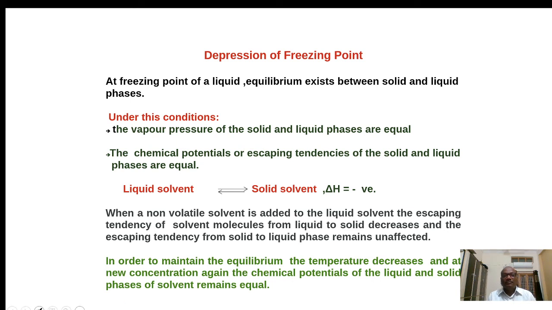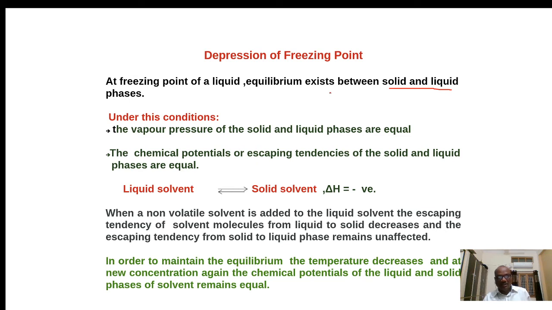Okay, so how will the system be present at freezing point, that we have to say. At the freezing point of the liquid, what happens? Equilibrium exists between the solid and liquid phases. Suppose water is there. What is the freezing point? The freezing point is 0 degree centigrade. At 0 degree centigrade, ice and liquid water will exist in equilibrium.